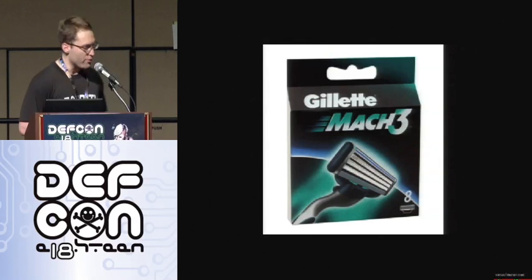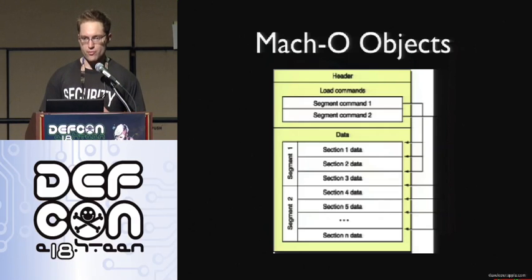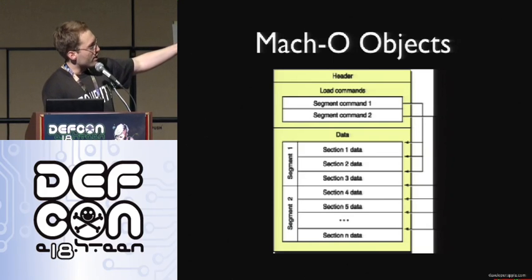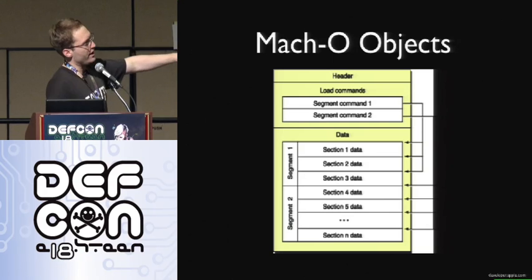Okay, so the other binary format we care about is the Mach-O binary format. This is the binary format used on OSX. Here's a picture of what it looks like. It starts with a header. It consists of a bunch of load commands. Load commands describe the way the binary is going to be laid out in memory.